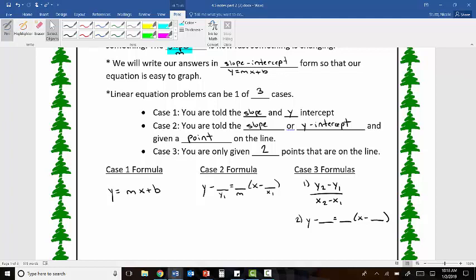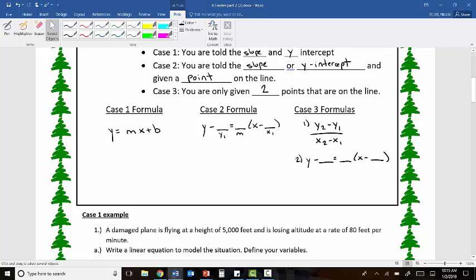And then linear equations, again, there's 3 possible cases. So case 1, I'll actually tell you the slope and the starting amount. That's the easiest. Case 2, I will not tell you one of them. So usually you get the slope and a point for a case 2. And then a case 3, I don't tell you any of the slope or y-intercept information. I will actually just give you 2 ordered pairs. So we're going to see what those look like.